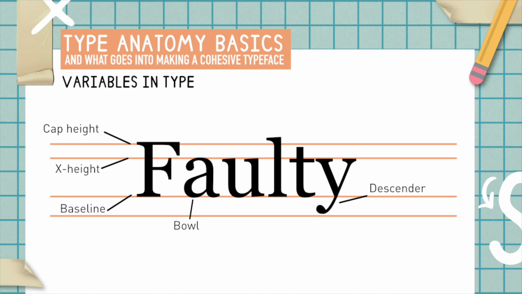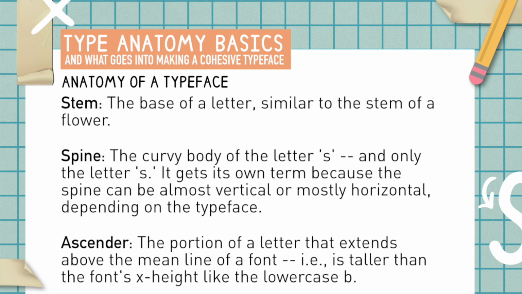Then there's the descender, which is the longest point on a letter that falls beyond the baseline. The stem is the base of a letter, similar to the stem of a flower. The spine is the curvy body of the letter S, and only the letter S. It gets its own term because the spine can almost be vertical or mostly horizontal depending on the typeface. And then there's the ascender. This is the portion of a letter that extends above the mean line of a font. Basically, it's taller than the font's X height, like in the lowercase letter B.